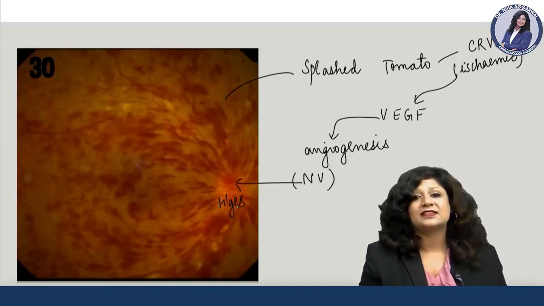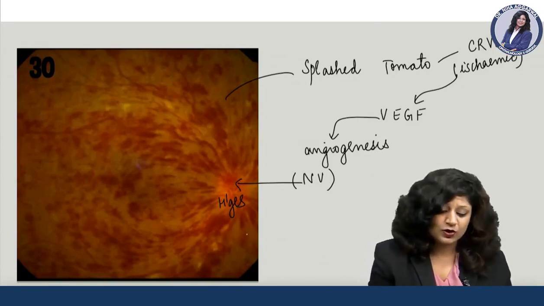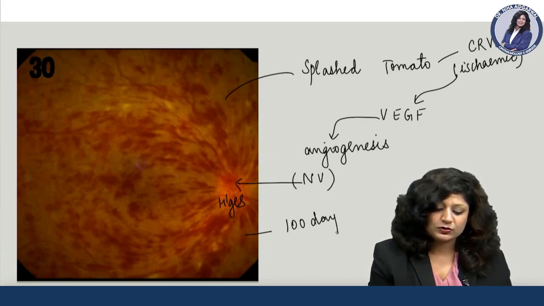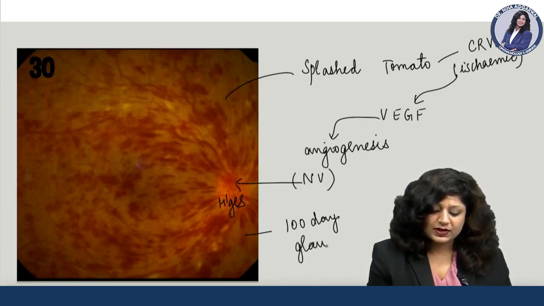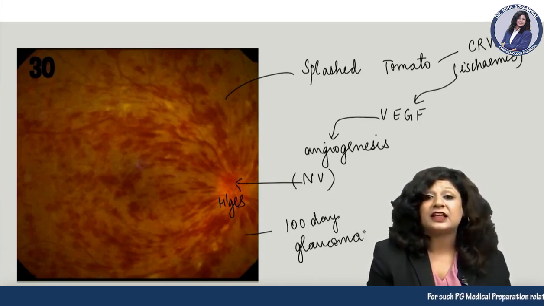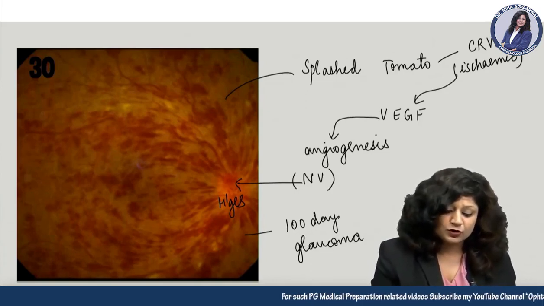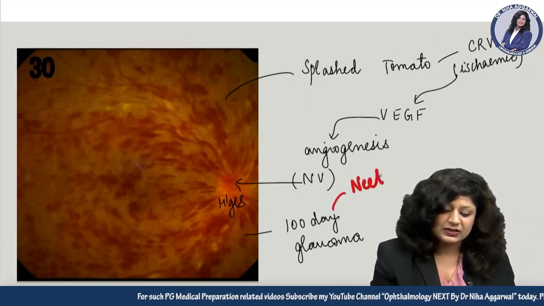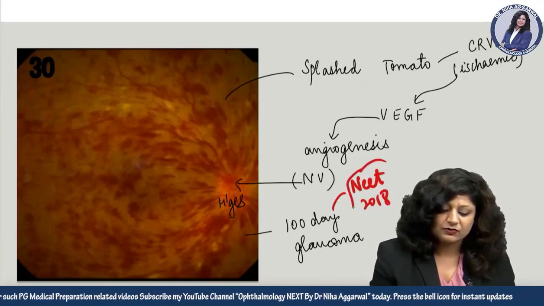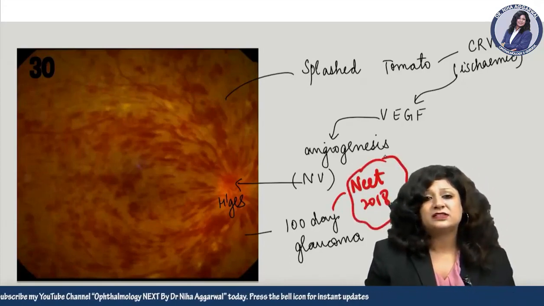And this is the reason why this is also a cause of hundred-day glaucoma. It is also a cause of hundred-day glaucoma. Yet another important question that was also asked in NEET 2018: hundred-day glaucoma is found in.